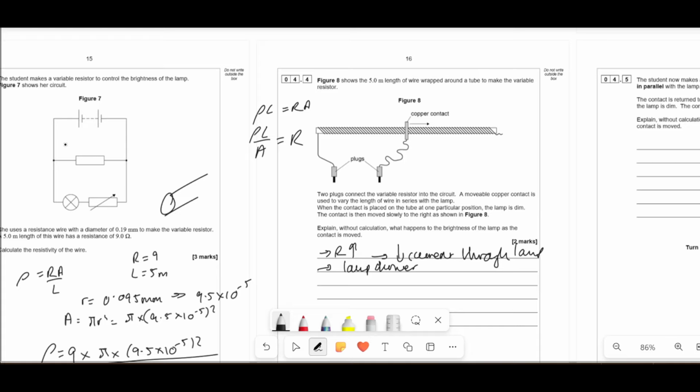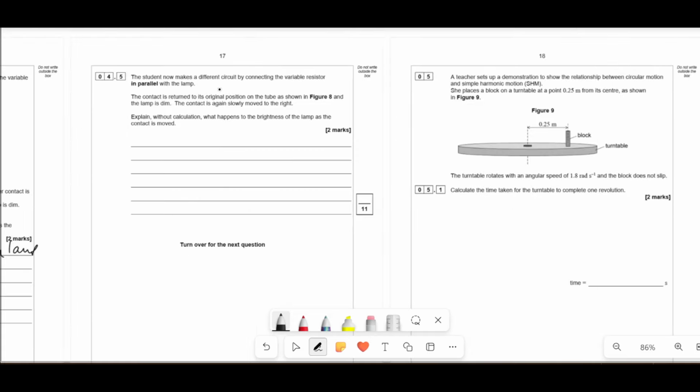But there you go. So now it says, the student now makes a different circuit by connecting the variable resistor in parallel with the lamp. The contact is returned to its original position as shown in this figure, and the lamp is dim. The contact is then moved slowly to the right. Explain without calculation what happens to the brightness of the lamp as the contact is moved.